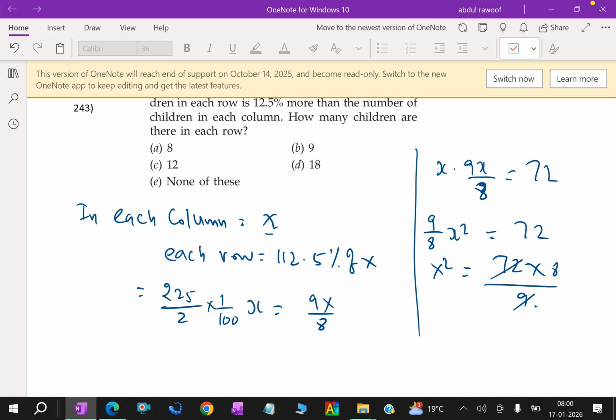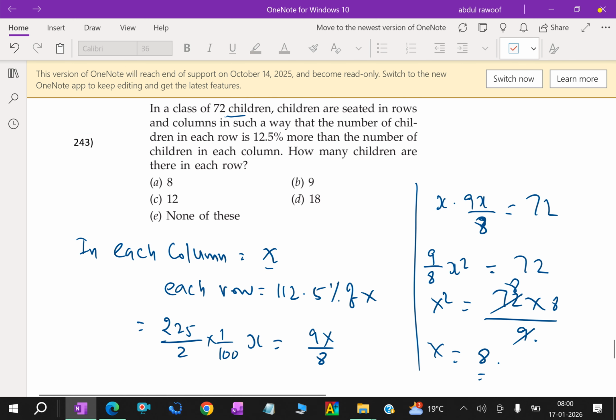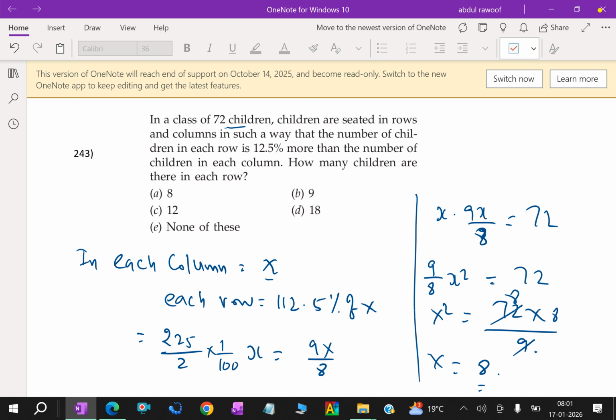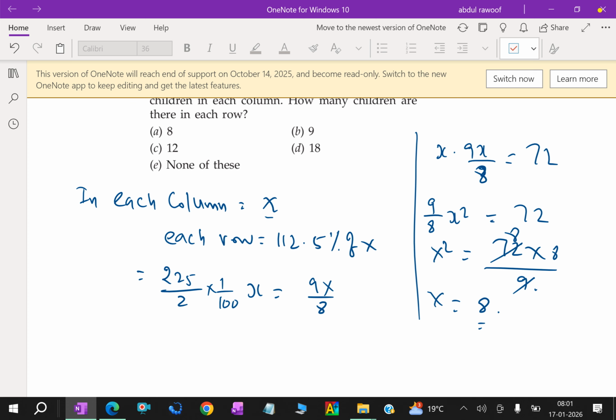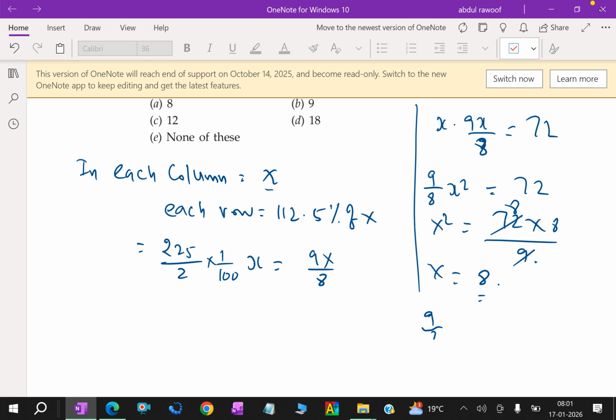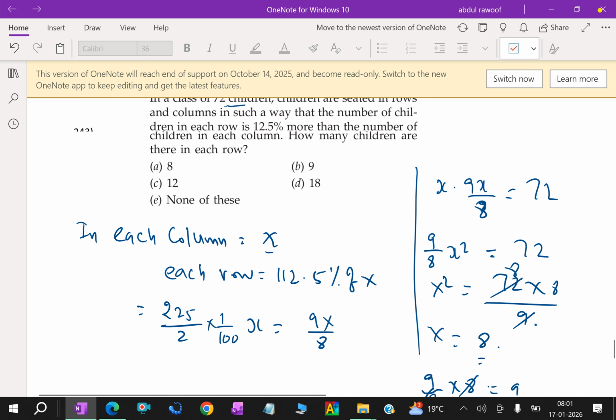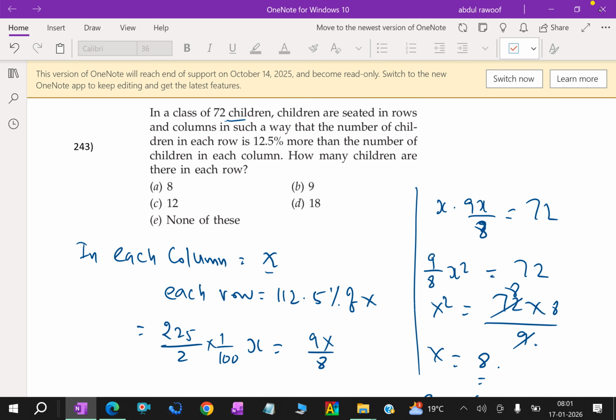Look at here. 8 nines are 72. Therefore, x equal to 8. But what they are asking is how many children are in each row? Each row is 9x by 8, therefore 9 by 8 into 8, so 9 students. So the number of children in each row is 9. Option A.